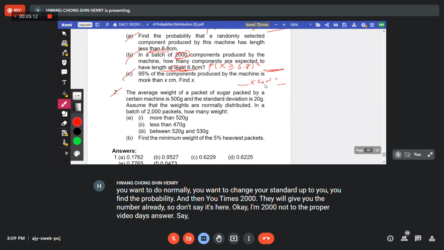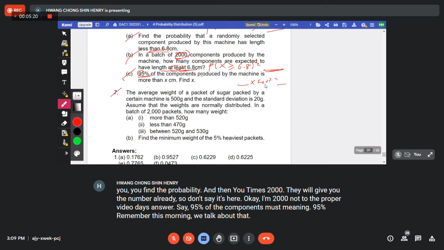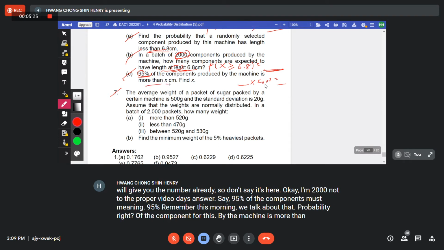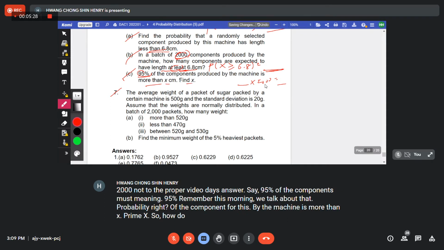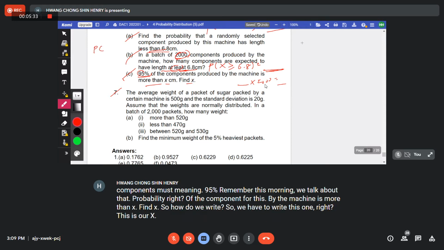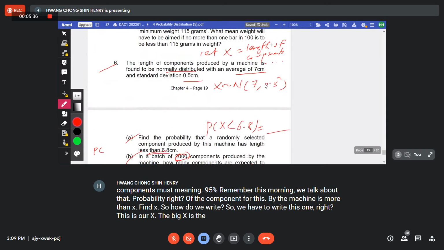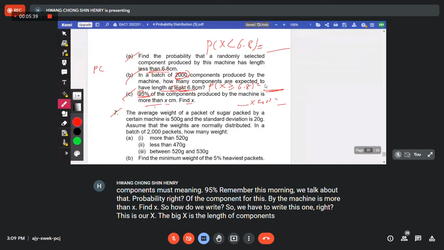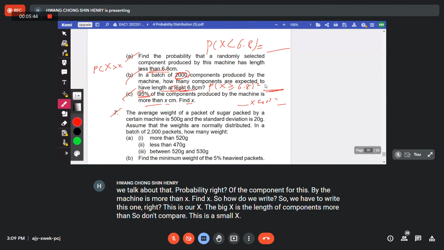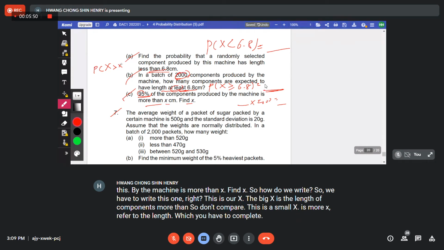See, 95% of the components, what's meaning 95%? Remember this morning, we talked about the probability, right? Of the component produced by the machine is more than X. Find X. So how do we write? So we have to write this one, right? This is your X. The big X is the length of components, more than. So don't confuse. This is a small x. This small x refer to the length, which you have to calculate. And then the probability here is what?